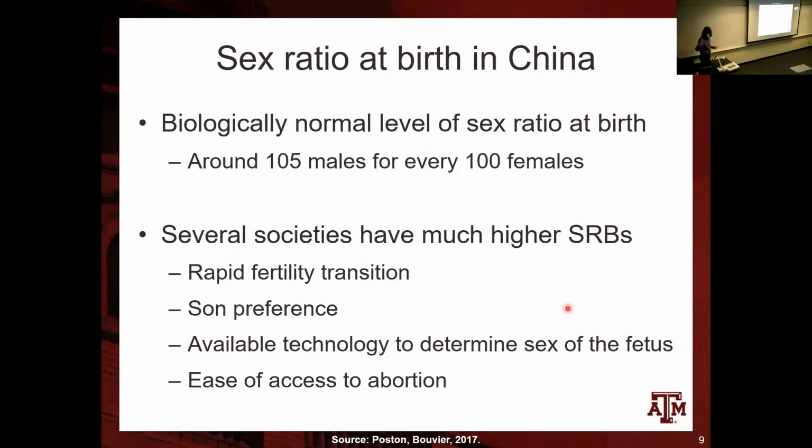And like I mentioned, the biological normal level of sex ratio at birth is around 105 boys being born for every 100 girls. Several societies have much higher because of rapid fertility transition in a culture that has preference for sons, and now availability of ultrasound to determine the sex of the fetus. It is the access to abortion because they prefer to have boys than girls, right?